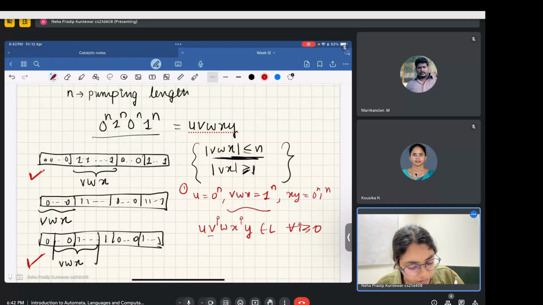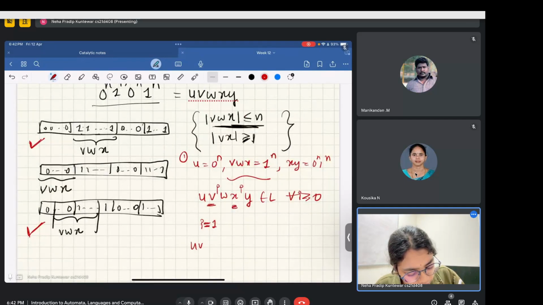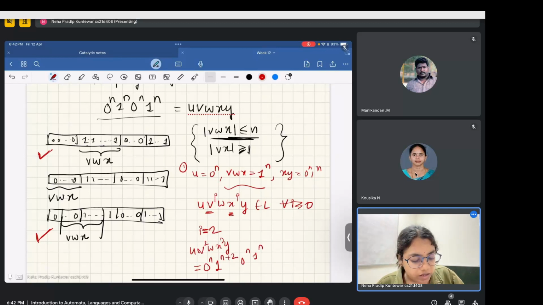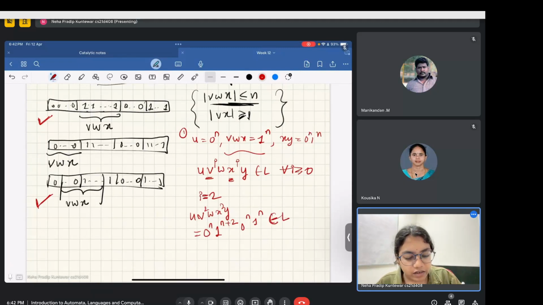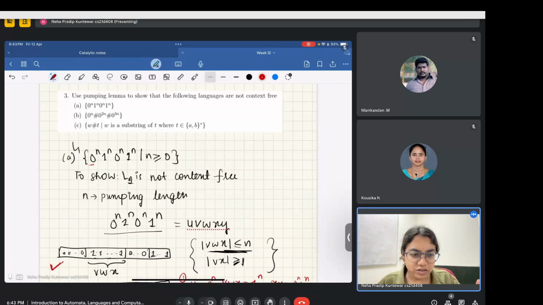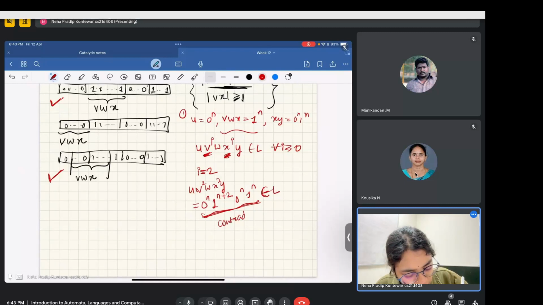Now suppose i is equal to 2. Then u, v squared, w, x squared, y is nothing but 0 to the n, 1 to the n plus 2, 0 to the n, 1 to the n. This should be in the language by pumping, because by pumping v and x one more time, you have increased the number of ones by 2. So this string should also be in the language, but this is a contradiction, because the only strings in the language are of the form n zeros followed by the same number of ones and so on. This is a clear contradiction, so case 1 is not possible.